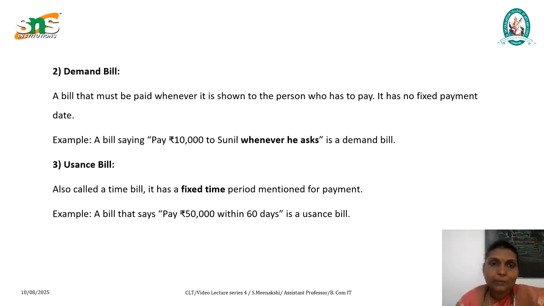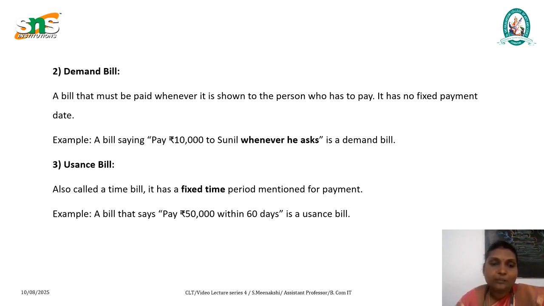Then the second one is demand bill. Usually these kinds of bills are paid whenever they are shown to the person who has to pay. There will not be any fixed payment date. For example, a bill saying pay rupees 10,000 to Sunil whenever he asks. You can't mention a particular date here. Whenever Sunil asks, the drawee has to make payment. It has to be paid only when the person asks. So it is called demand bill.